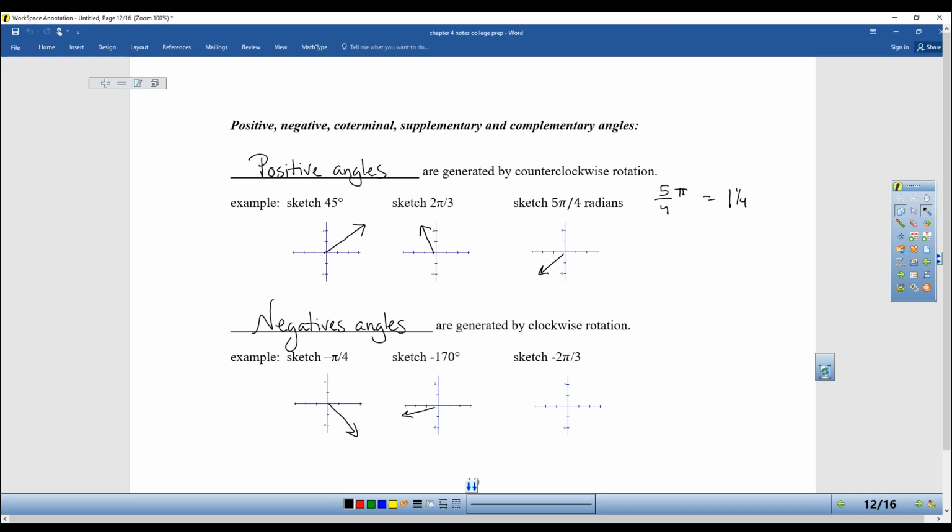And I chose negative 2 pi thirds because we did do 2/3. So it's the same concept. This is pi. I'm only going to do 2/3 of that. I'm going negative. That's why I went underneath instead of on top. So it's going to be right around there. That's about 2/3 of the way.